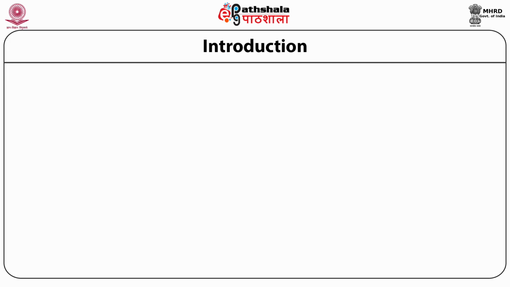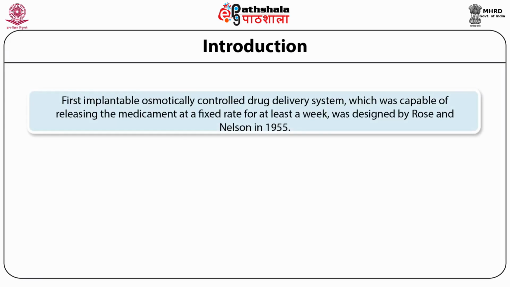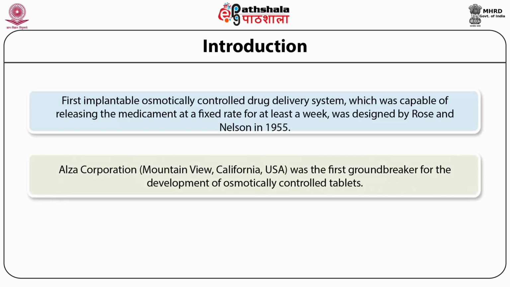The osmotically active controlled drug delivery system is one of the types of controlled drug delivery system. As indicated here, it is the implantable controlled drug delivery system which was first capable of releasing the medicament at a fixed rate for at least a week, and it was first designed by Rose and Nilsson in 1955. Later on it was first marketed or produced in the market by the company Alza Corporation, which is based in California, USA, and that actually first developed these osmotically controlled delivery tablets. This tablet was actually implantable.